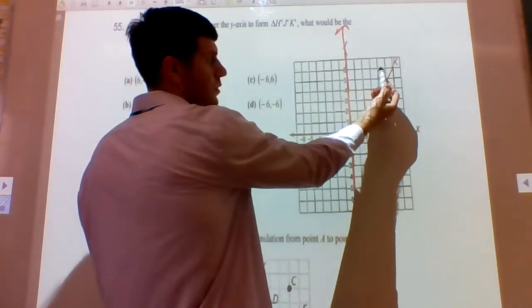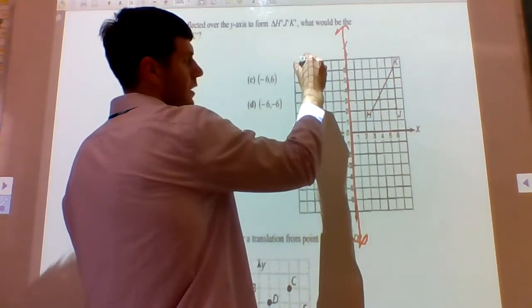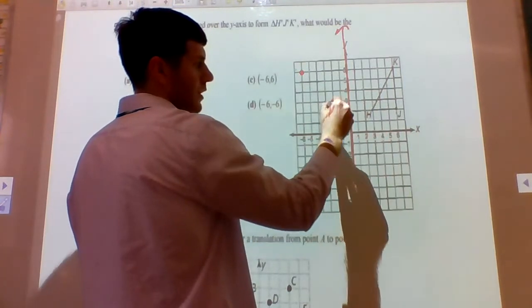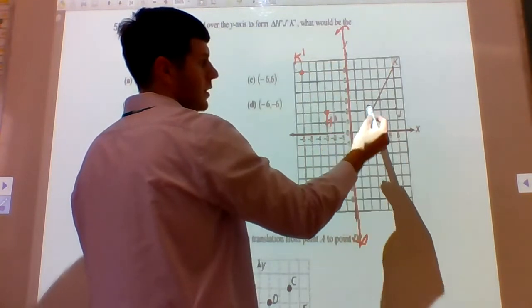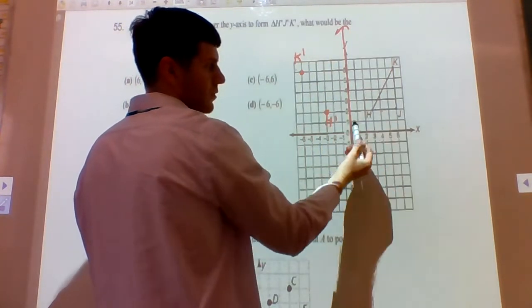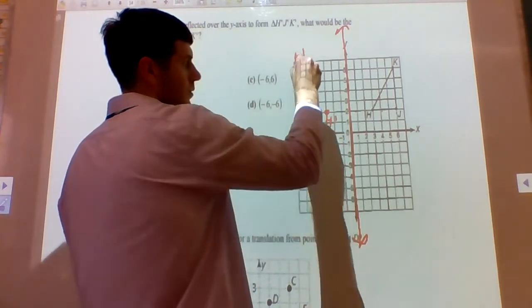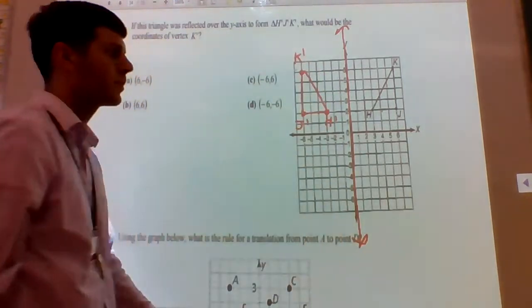This is 1, 2, 3, 4, 5, 6 to the right, so we need to go 1, 2, 3, 4, 5, 6 to the left. This is 1, 2, 3 to the right, so we need to go 1, 2, 3 to the left. H prime, this is 6 to the right, so we go 6 to the left, and that's J prime. That would be our new triangle. And then we could just find the coordinates of those points.